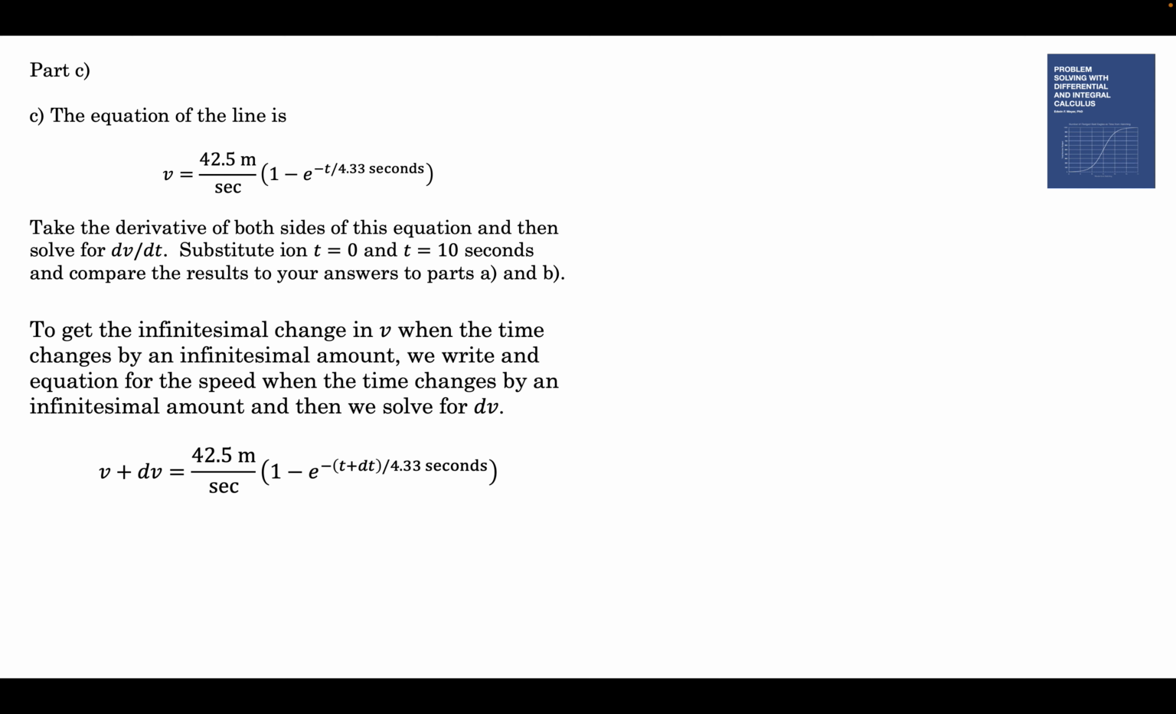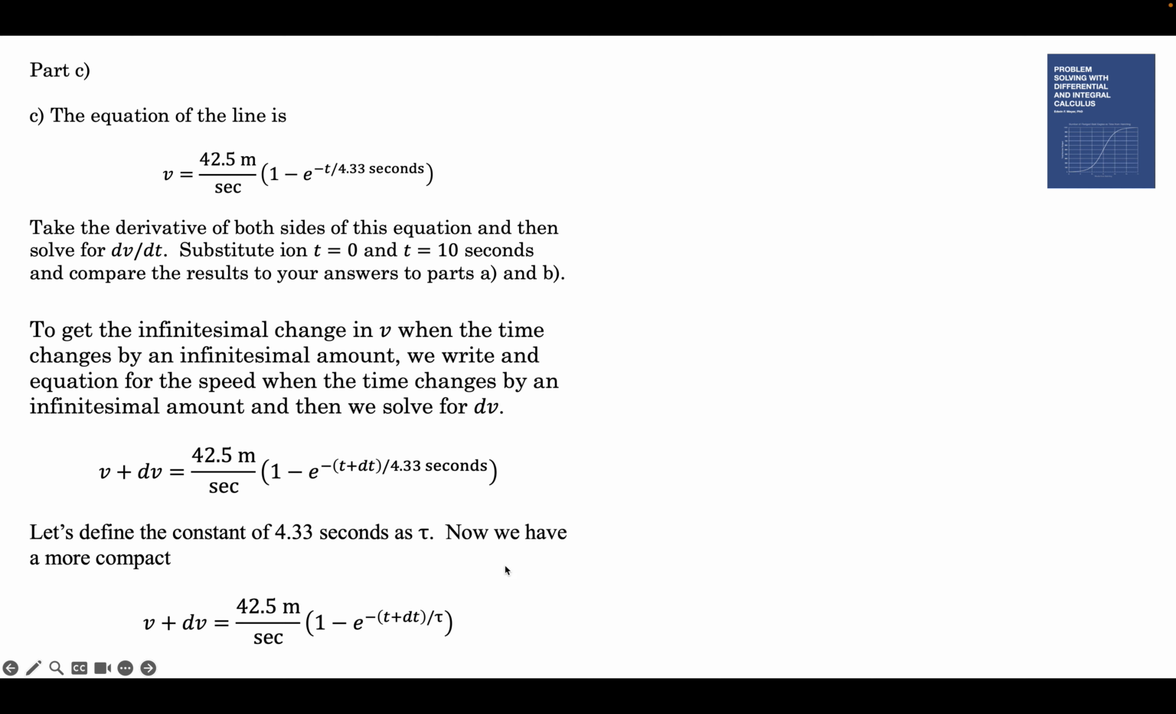So here's the equation. We change t by dt, and v changes by dv. That's differential calculus. And to make things easier, we're not going to carry this 4.33 seconds through all this math we're about to do, so let's just call that tau, the Greek letter tau. So now we have this. We don't have to copy that 4.33 seconds every time. We're just going to write tau.